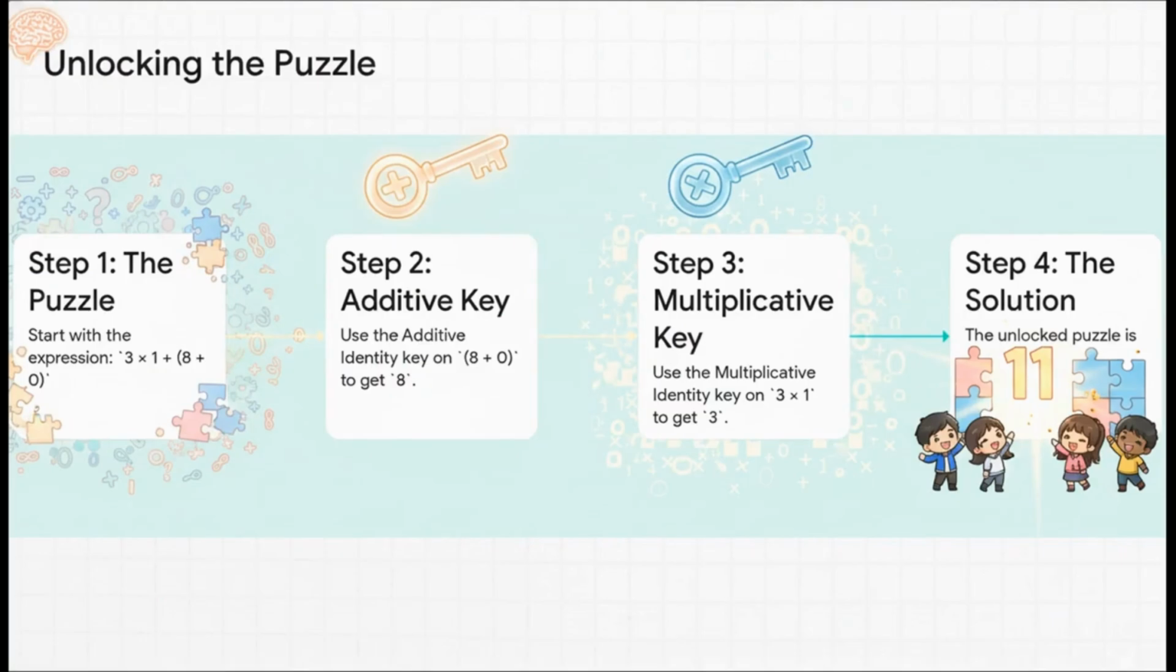Okay, let's go back to that first puzzle and unlock it. We start with 3 times (1 plus 8 plus 0). The first thing we do is look inside those parentheses. That's 8 plus 0. Well, using our additive identity key, we know that's just 8. Easy. So now our puzzle is simpler: 3 times (1 plus 8). Next up is the multiplication. 3 times 1, and our multiplicative identity key tells us that's just 3. And look at what's left, the final unlocked problem, 3 plus 8, which is, of course, 11. See? Those keys just cleared out all the noise.